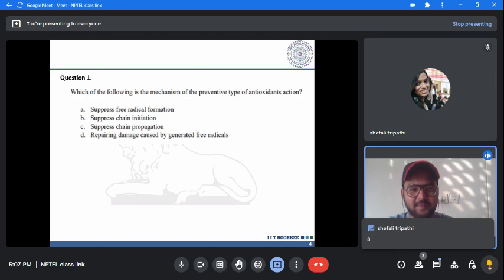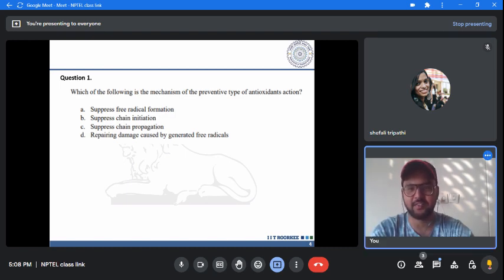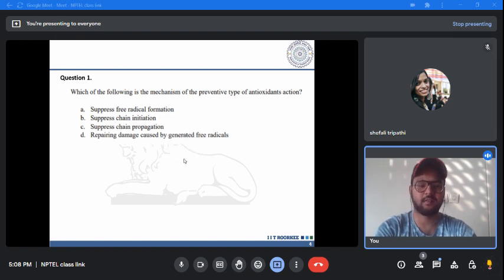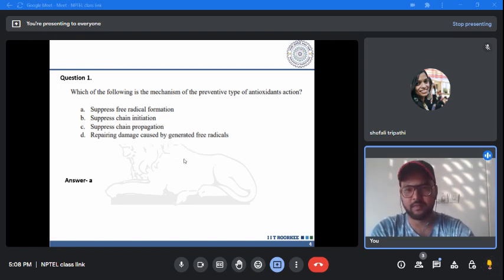Okay, Sevali Tripathi has answered this. She's saying suppress free radical formation. Let's see what the correct answer is. And A, suppress free radical formation, is the correct answer for this question.